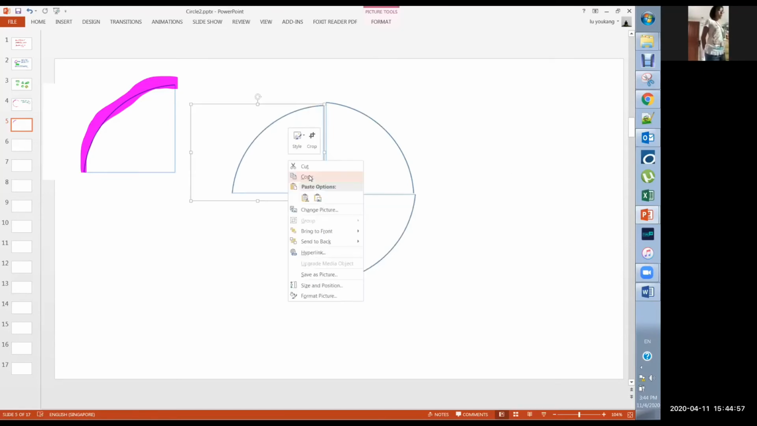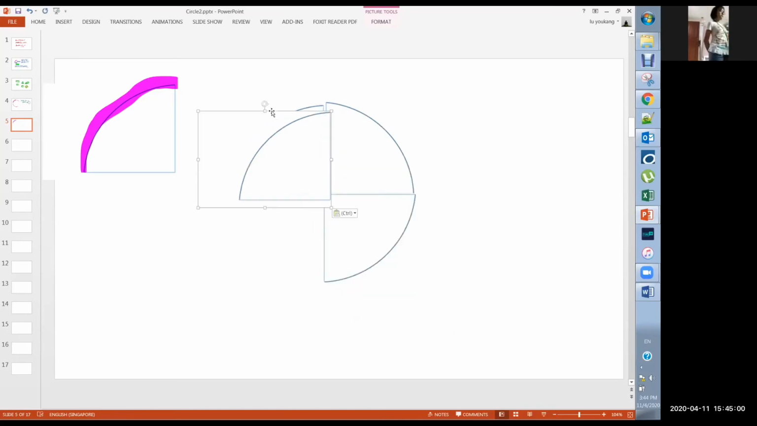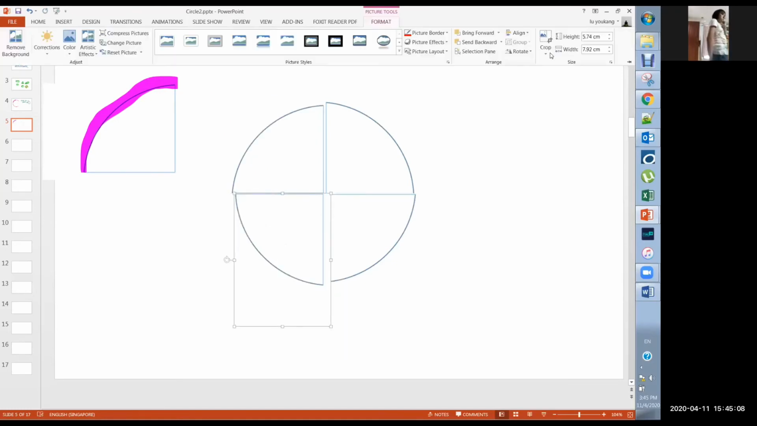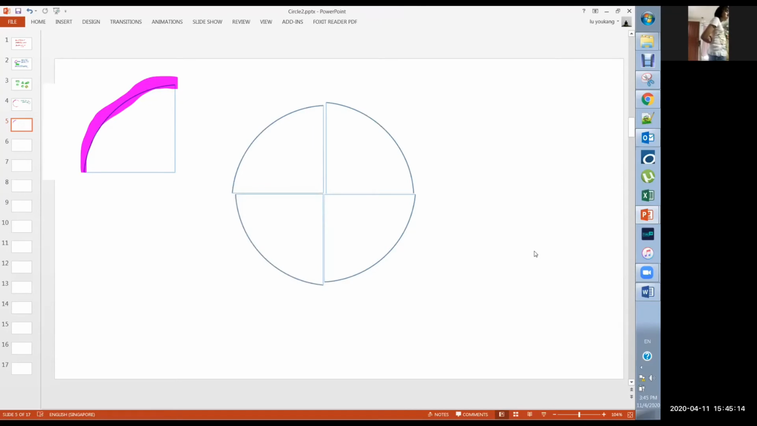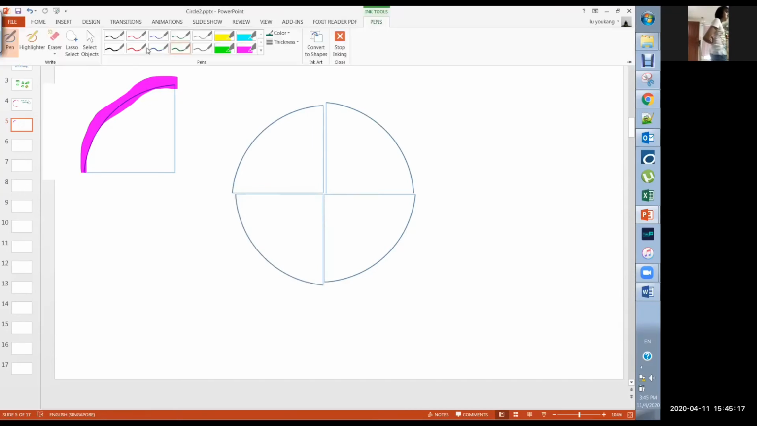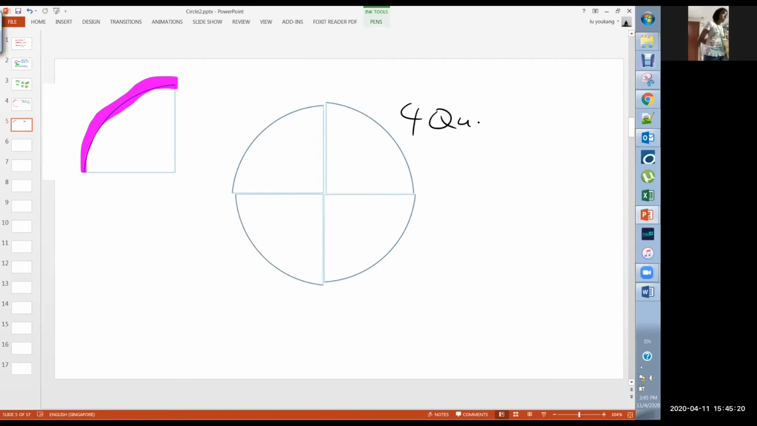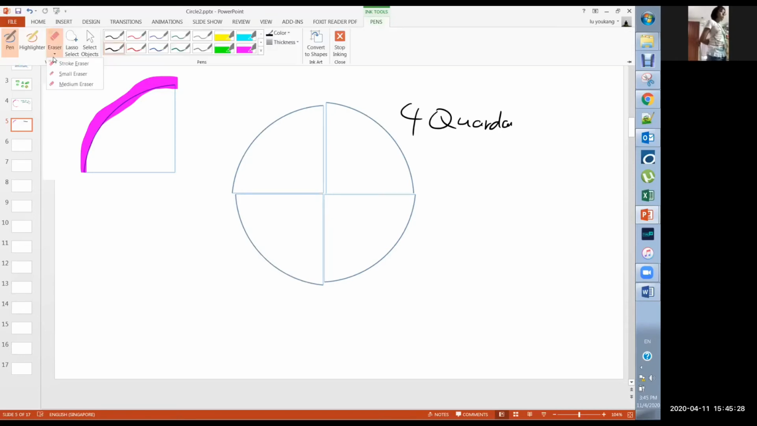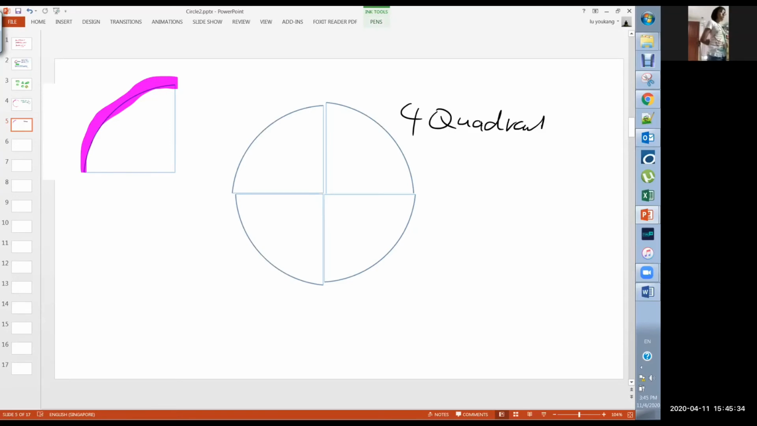So what do you see? 3. Okay. What do you see now? 4 quadrants. 4 quadrants can come to a circle. 4 quadrants give you a complete circle.